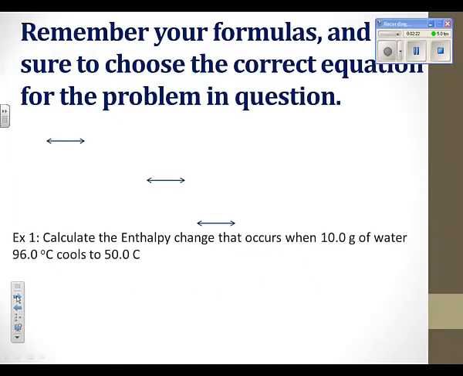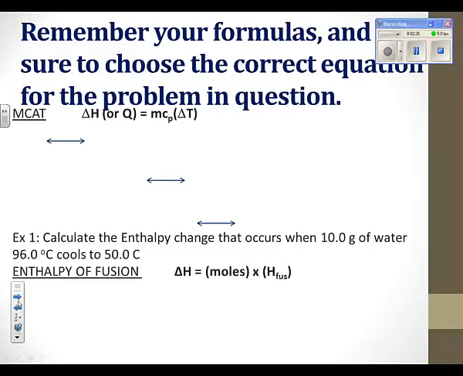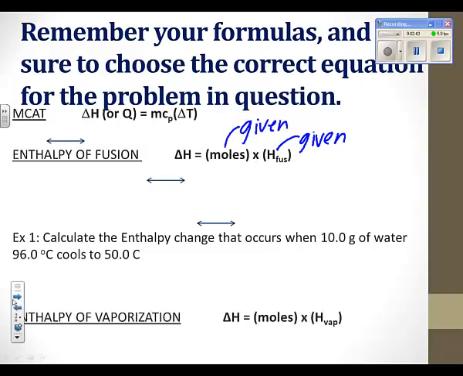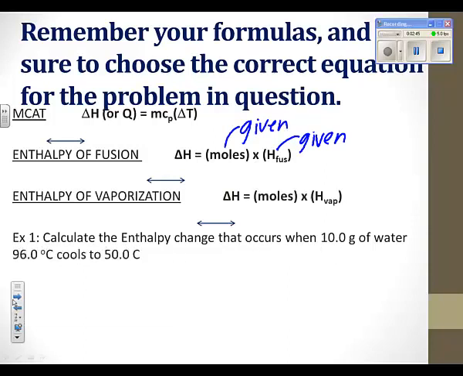So here are a few more formulas that you need to know. That one we already discussed. This is your MCAT formula. Now you also have this enthalpy of fusion. Enthalpy just means heat, and it's delta H equals moles times heat of fusion. We will give this to you, and we will give this to you. So when you see those, you just multiply them together. Same with the heat of vaporization. We're going to give those to you again. So you just need to know to multiply these two things together, and that's all you really need to know.